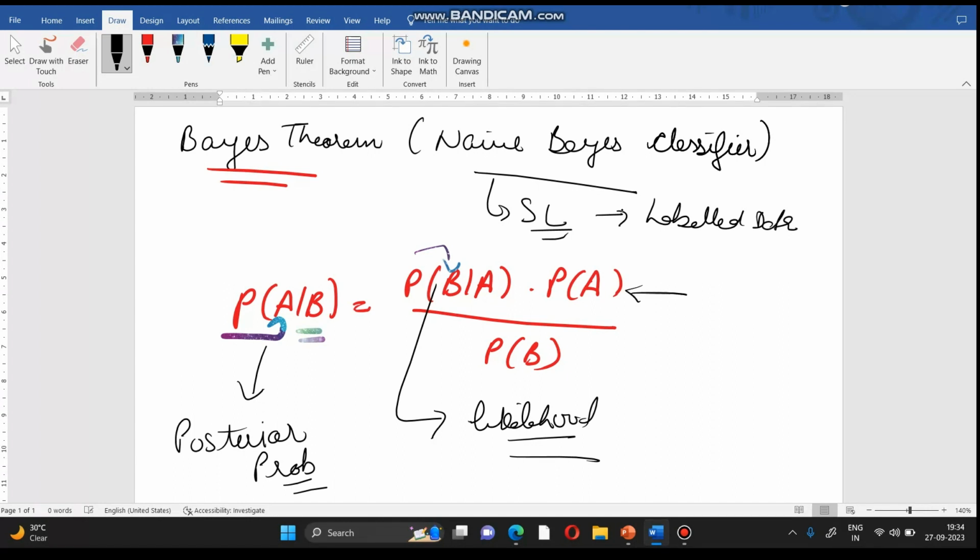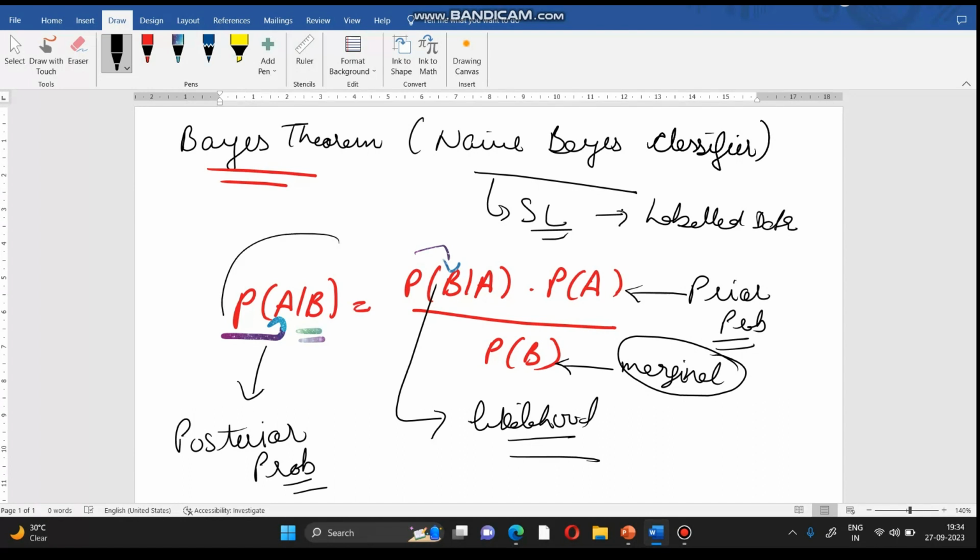And here P of A is the prior probability that is known, that is, we already have some information. When we talk of probability, we have some information and based on that we proceed further. So P of A is the prior probability. And P of B is the probability of occurrence of B, which is known as the marginal probability. So in this case we have four types of probabilities.